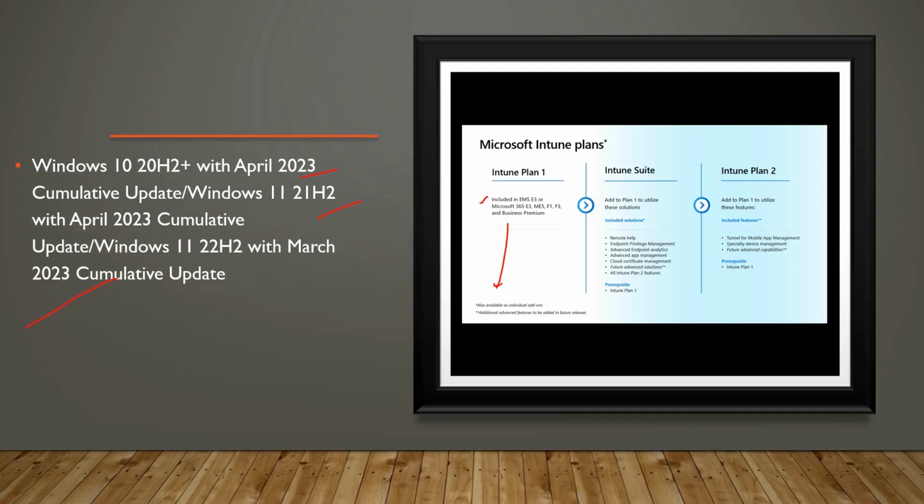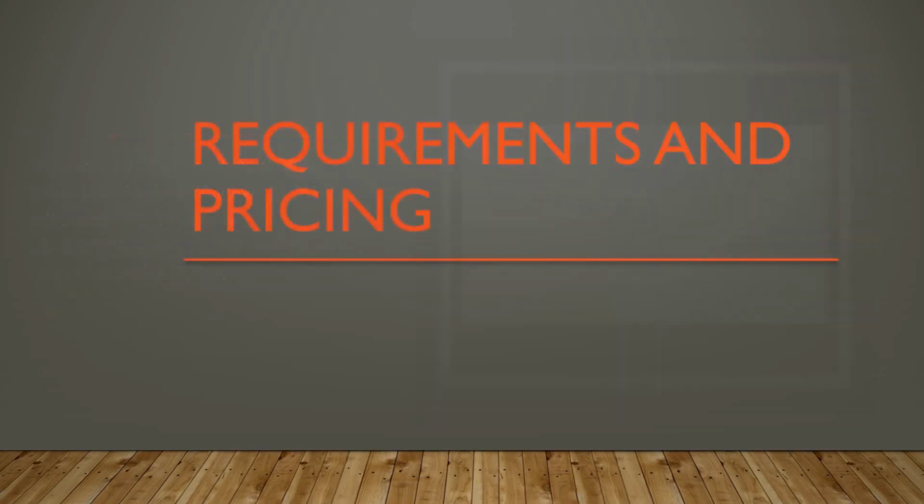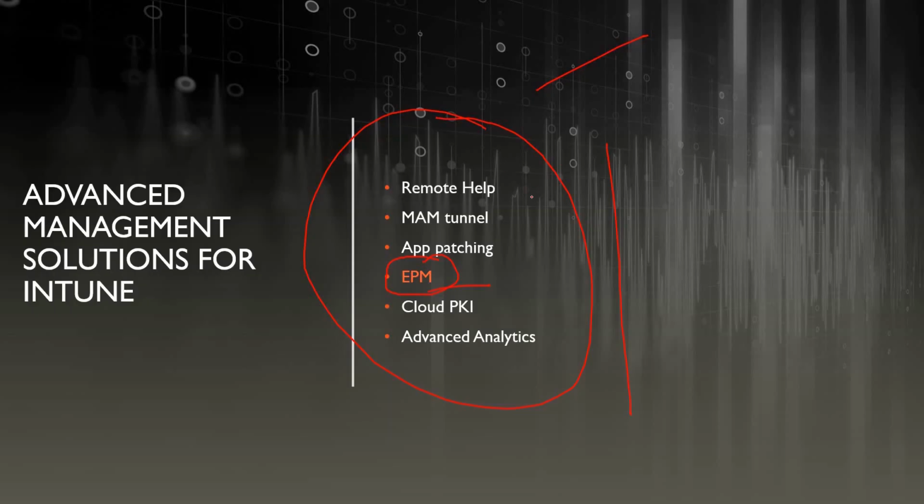But with the launch of EPM and some other products, and there will be a few others as well, you don't get them with the same license. Think of these products as add-ons. When I say the same license, I mean the same Intune standalone license or the EMS E3 or E5 or A3 or A5 license. You need to purchase a separate license if you want to make use of these products.